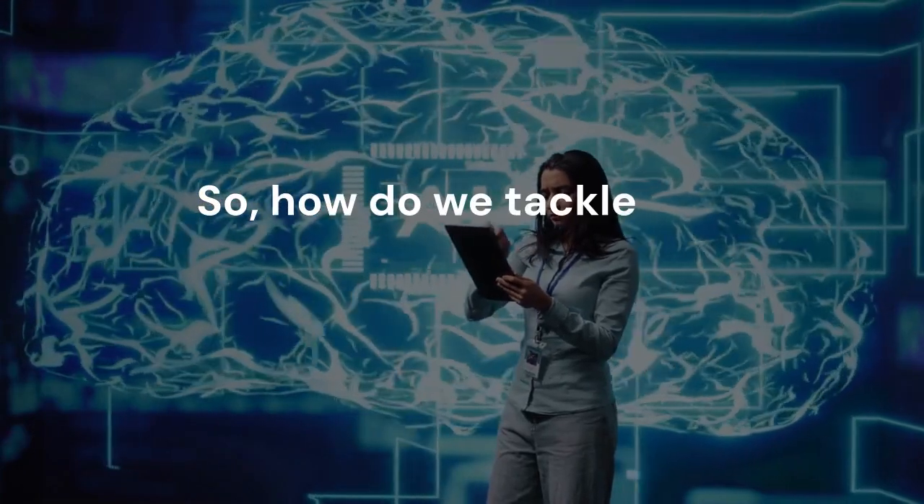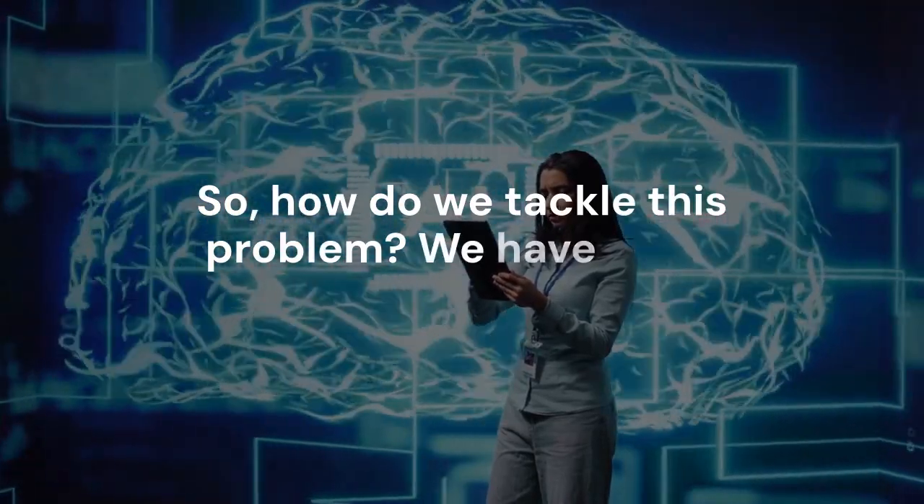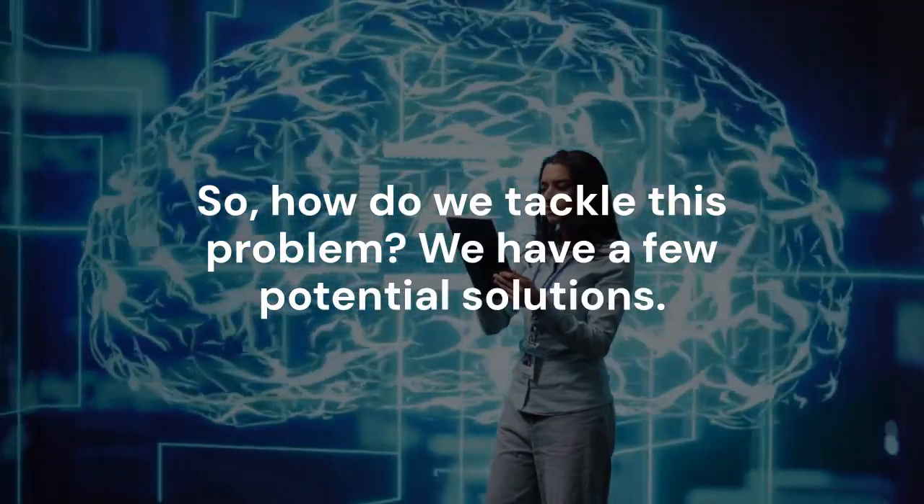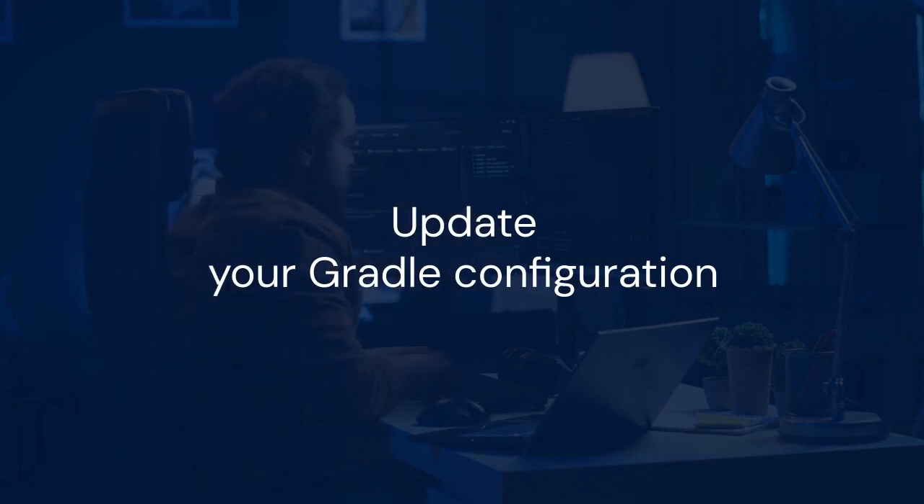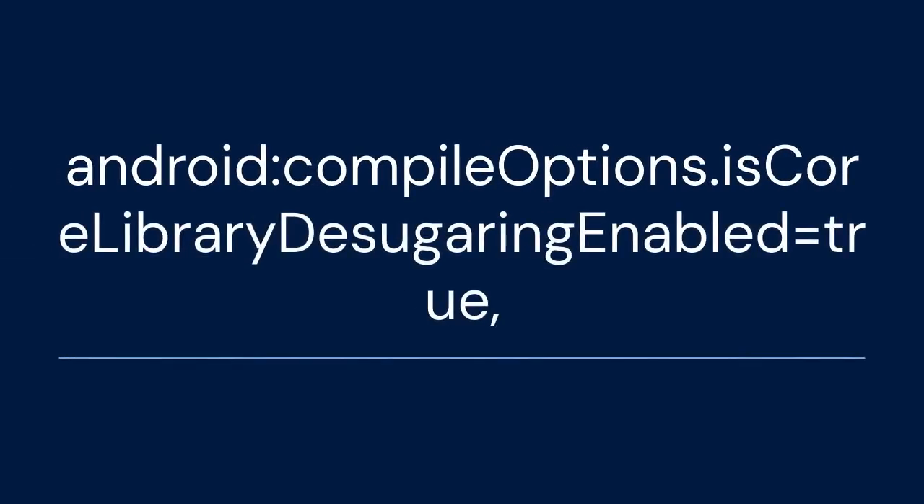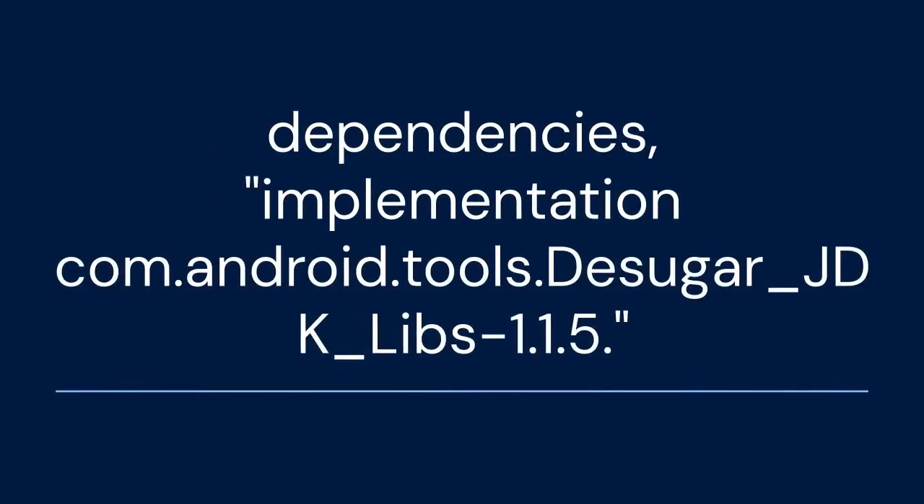So, how do we tackle this problem? We have a few potential solutions. One common solution is to update your Gradle configuration. Open your build.gradle file at the module level. Inside the Android block, add the following code block to address the problem. android, compileOptions, isCoreLibraryDesugaringEnabled = true, dependencies, implementation com.android.tools:desugar_jdk_libs:1.1.5.